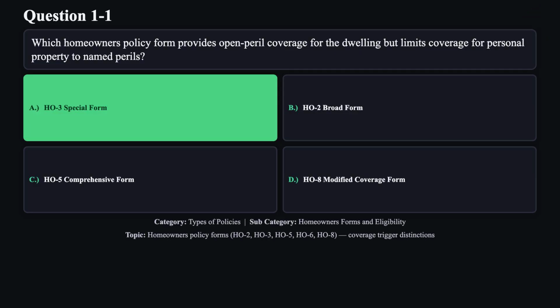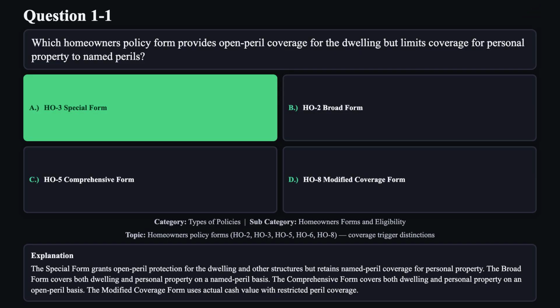The correct answer is A. The special form grants open peril protection for the dwelling and other structures, but retains named peril coverage for personal property. The broad form covers both dwelling and personal property on a named peril basis. The comprehensive form covers both dwelling and personal property on an open peril basis. The modified coverage form uses actual cash value with restricted peril coverage.